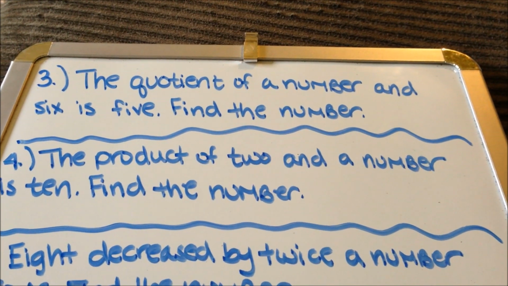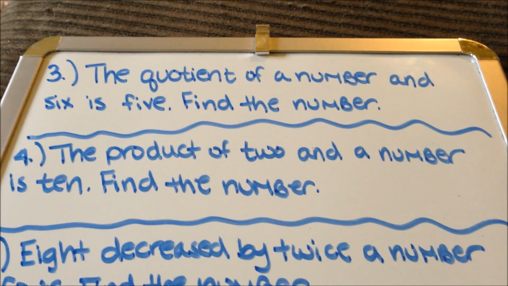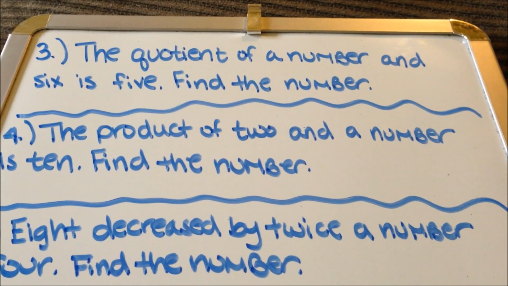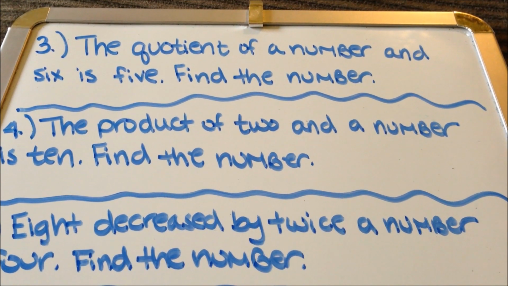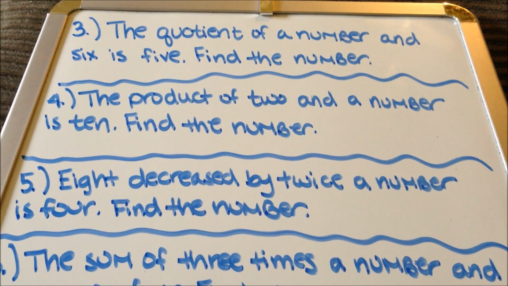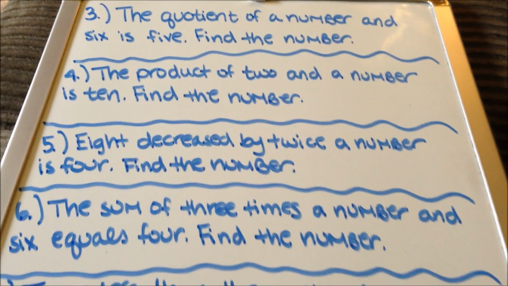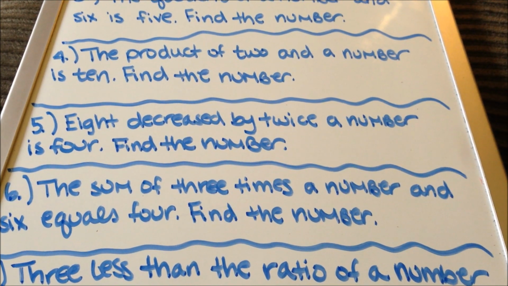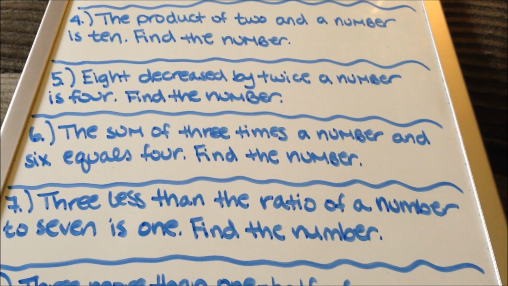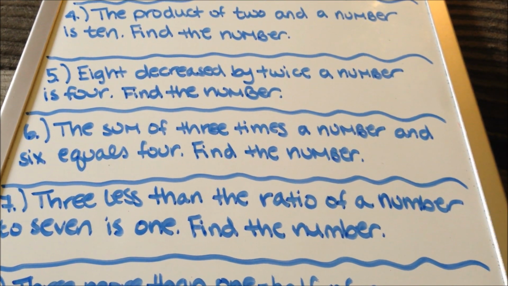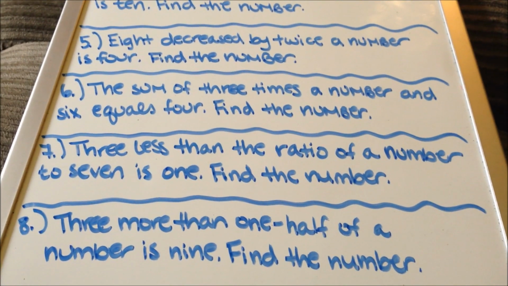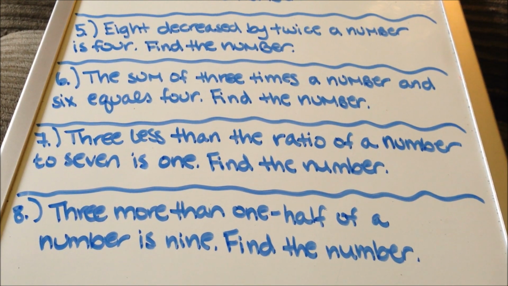Okay, try writing down the following problems and solving them on your own, and then check your answers with the following slides of this video. Number 3, the quotient of a number and 6 is 5. Find the number. Number 4, the product of 2 and a number is 10. Find the number. Number 5, 8 decreased by twice the number is 4. Find the number. Number 6, the sum of 3 times a number and 6 equals 4. Find the number. Number 7, 3 less than the ratio of a number to 7 is 1. Find the number. And number 8, 3 more than 1/2 of a number is 9.